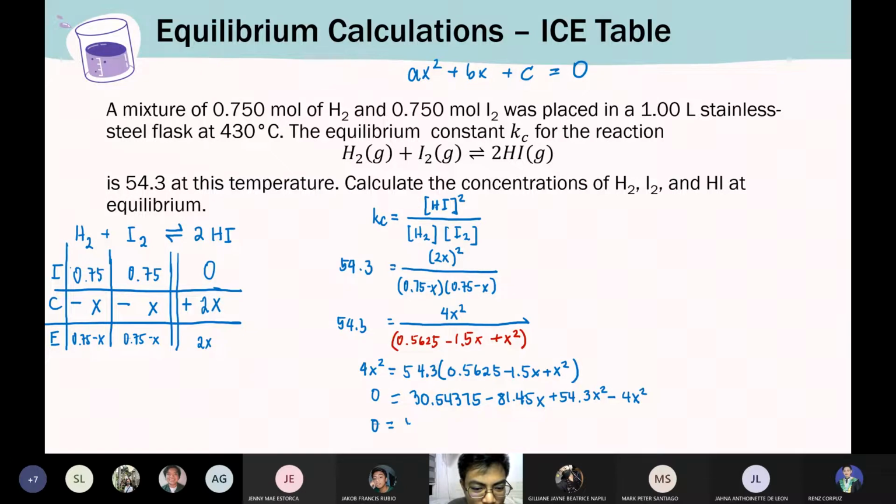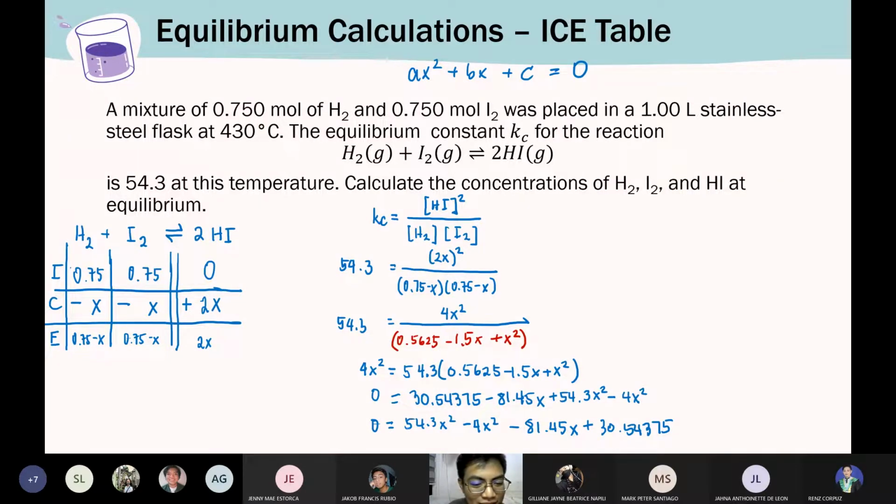Yung x square muna. So, 54.3x squared minus 4x squared. Then, susunod yung x lang. Minus 81.45x. And then, lastly, yung coefficient lang. Okay? 30.54375. Ayan, nakakapagod. Okay? Ayan, malapit na tayo.